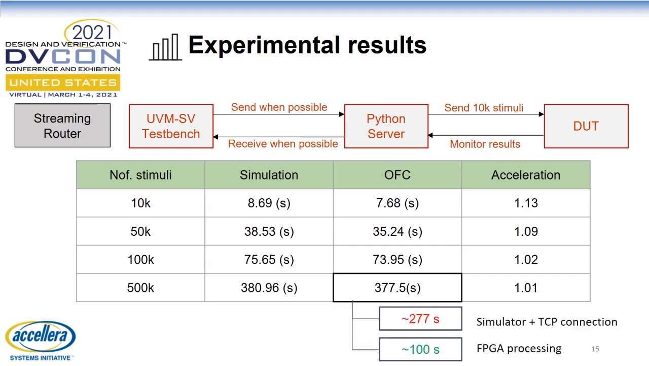For 500,000 stimuli, the FPGA processing time is less than a third of the total co-emulation time or total simulation time. The FPGA processing time was measured within the Python server from the time the Python server is ready to send items to the DMA modules to the time the DMA modules have returned a list of collected items. The FPGA processing time is the sum of all these times.